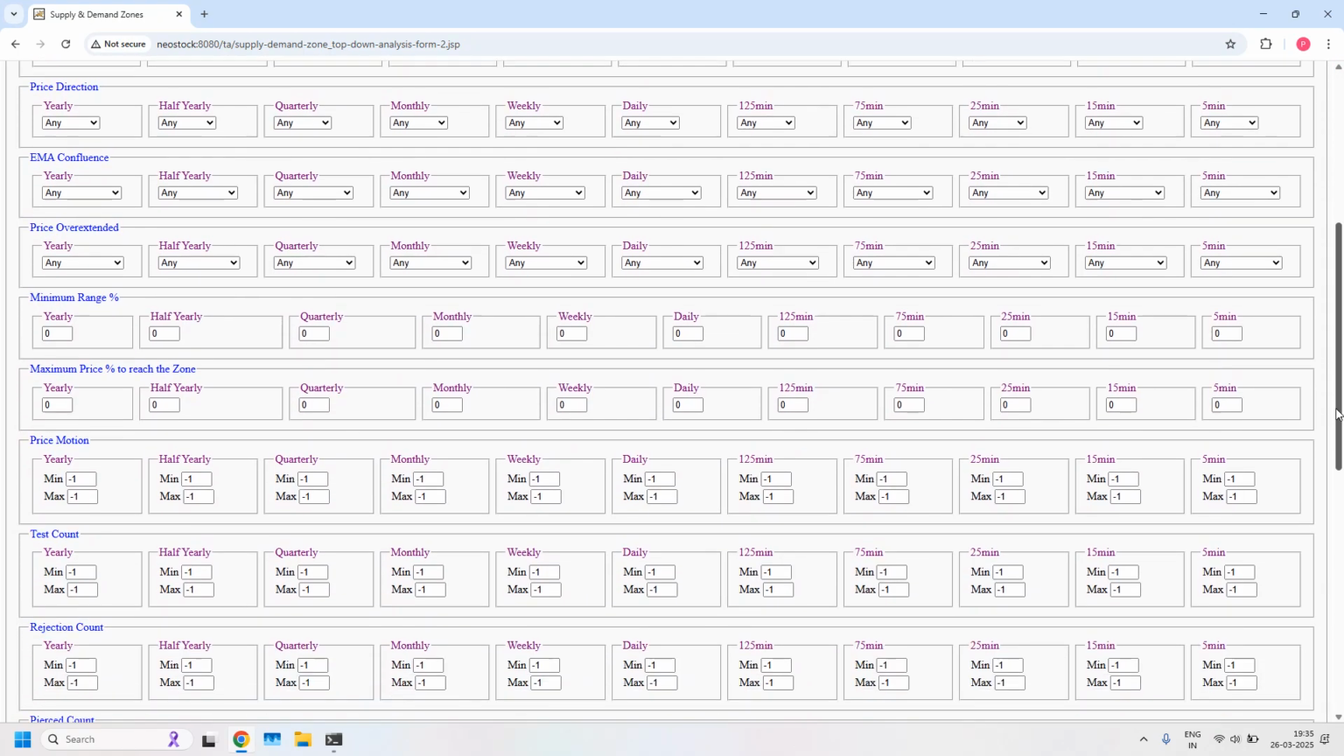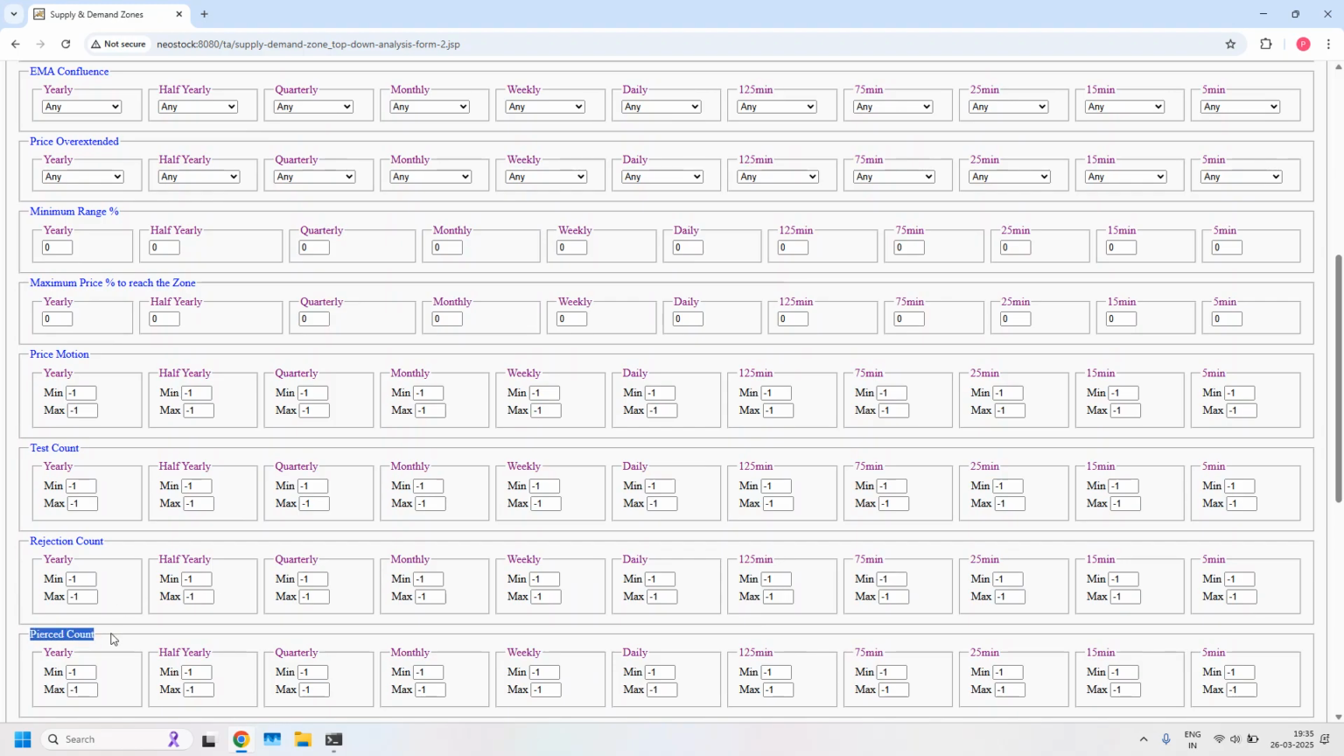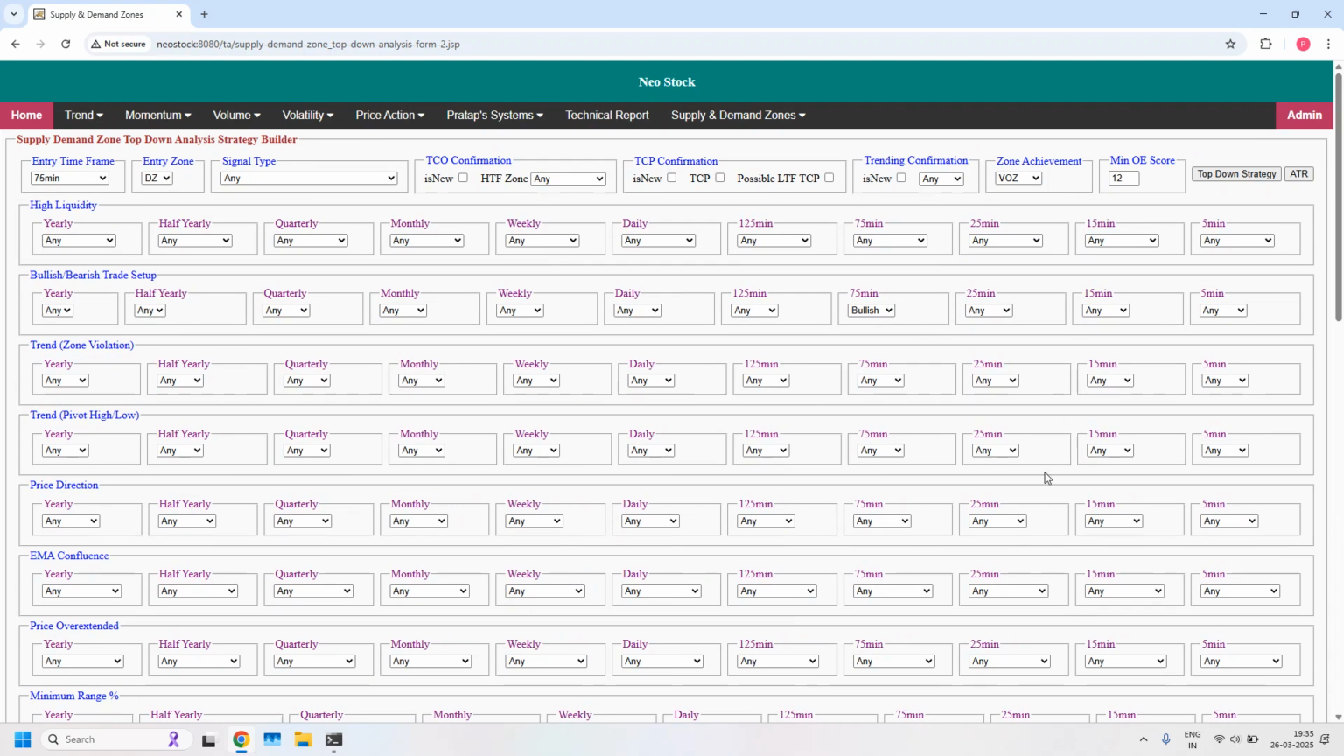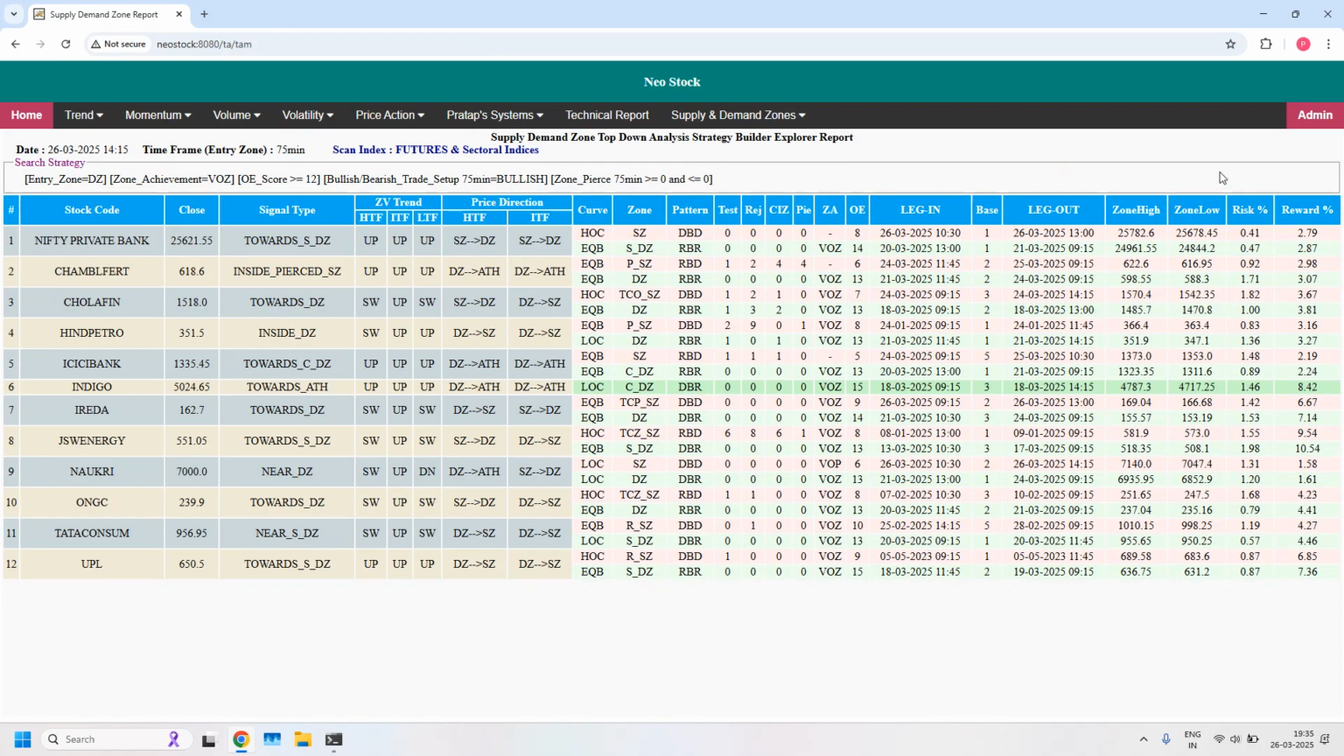So in the pierced count at 75 minutes time frame, I'm selecting minimum value 0, maximum value 0. That means pierced count should be 0. Pierced count 0 means zone is not pierced. Okay, all the three filters, zone achievement, minimum order enhances score, pierced count, all three filters are applied to 75 minutes demand zone. Whatever you select, to that the filters will be applied. So we got 12 stocks.